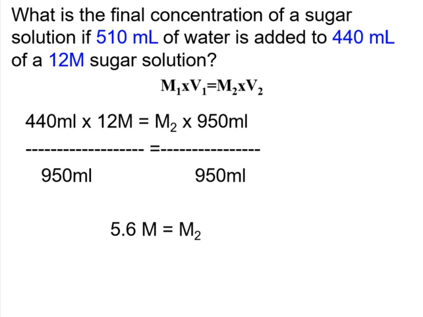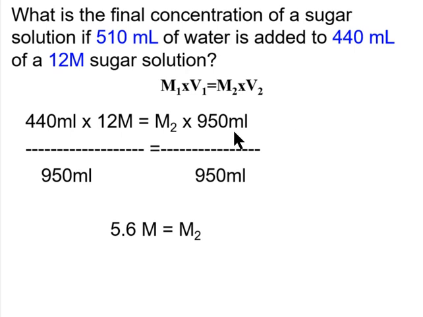For the next dilution equation, I want a final concentration. I want to know the final concentration of a sugar water solution if I add 510 milliliters to a 12 molar solution that has 440 already. So the first step is to set up the dilution equation. The molarity of 1 times the volume of 1 equals the molarity of 2 times the volume of 2.